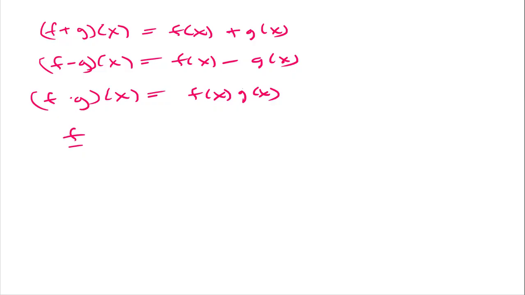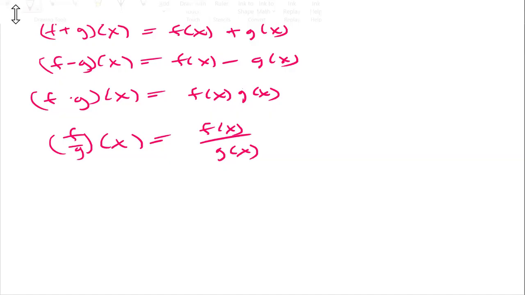And then f over g of x. Okay, so this up here, this is the sum. This is the difference. This is multiplication or product. And this is division, or they call it quotient.